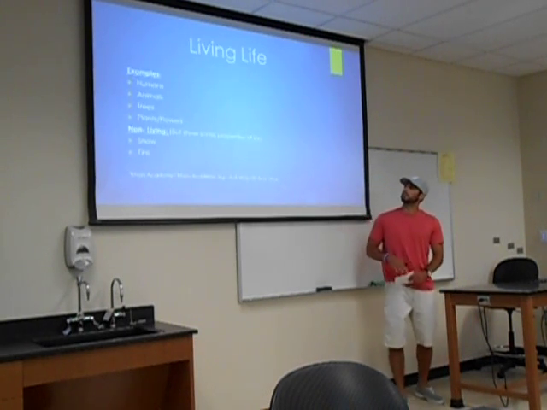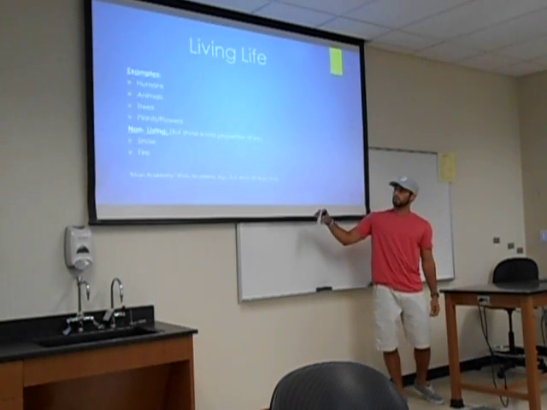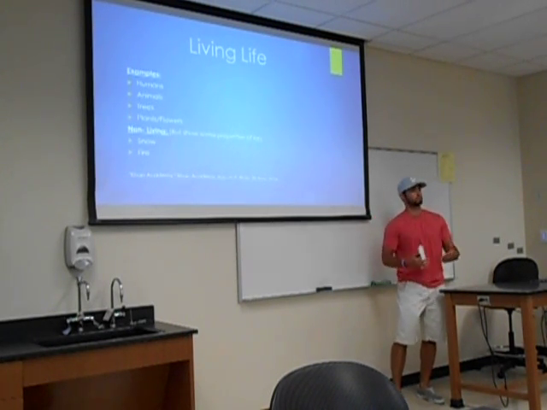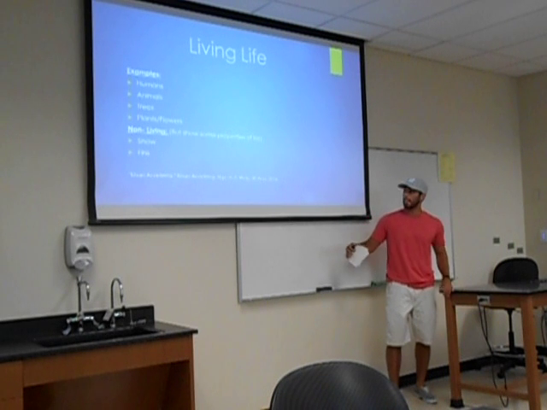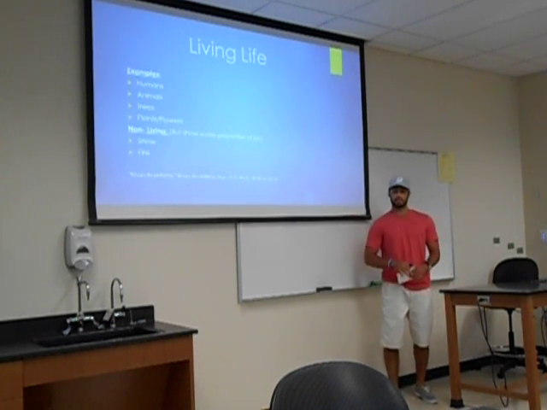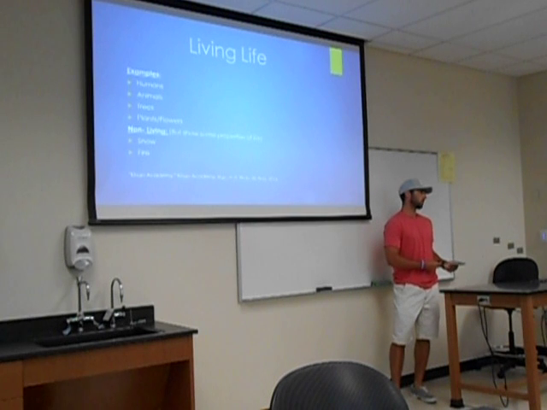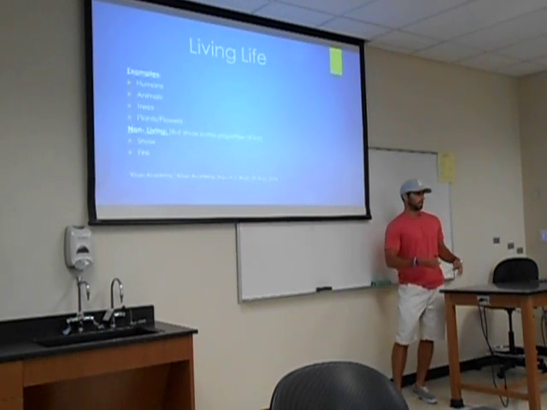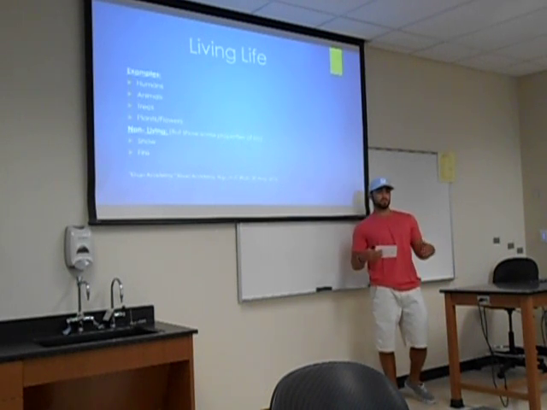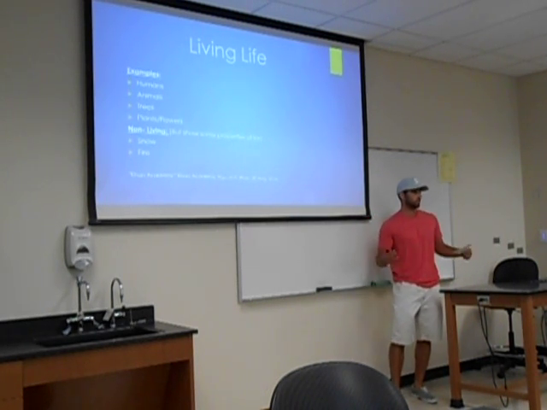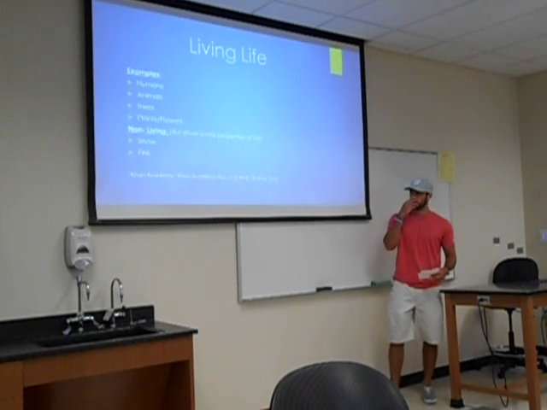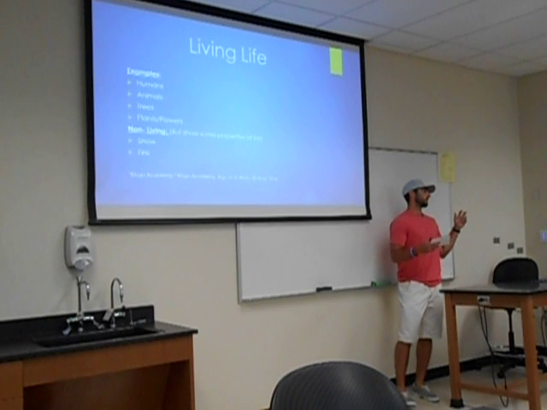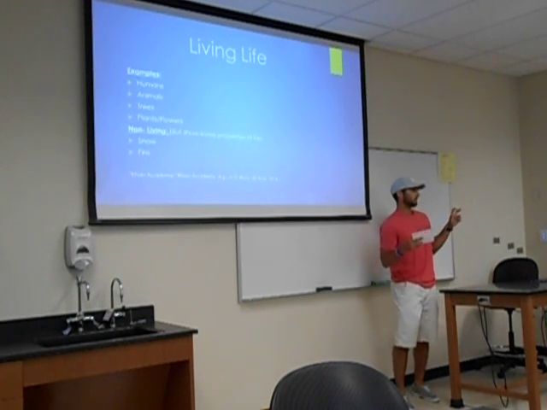So my next slide is living life. For examples, things that are alive are obviously humans, animals, trees, and plants. But there are some non-living things that also have properties of life, like snow and fire. Snow can grow, snow can adapt to the environment, but they don't classify it as living. Same with fire. It can reproduce, it can grow, it can respond to its surroundings, but they don't classify it as a living thing, life itself.